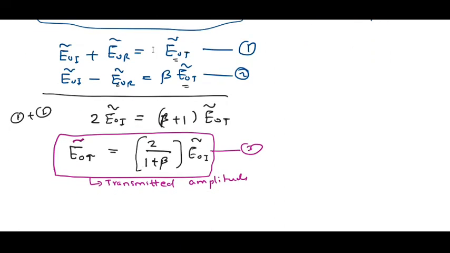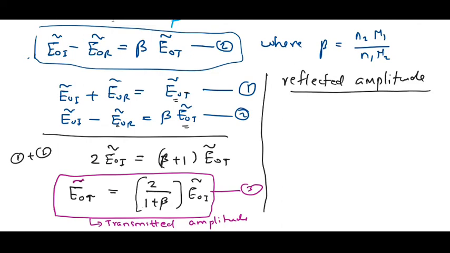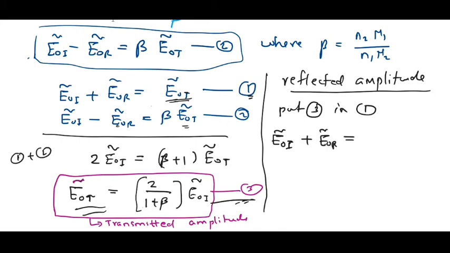Now I want to calculate the reflected amplitude. For this I do the calculation here itself. What do we have to do? Put equation 3 in equation 1. First, here we have this E0t. Replace this E0t by equation 3. That is E0i plus E0r is equal to, instead of E0t, we put equation 3, that is 2 by (1 plus beta) into E0i.